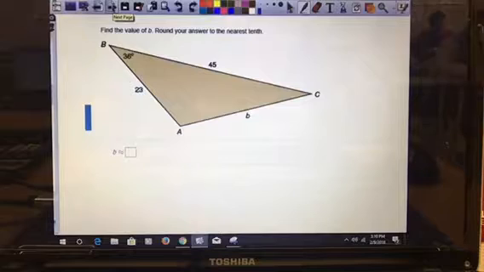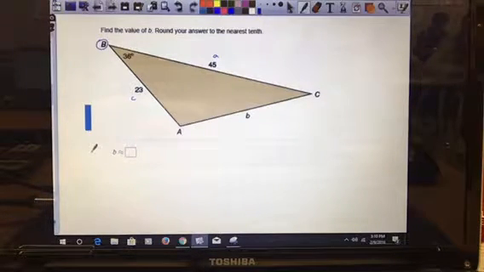Another one that's not a right triangle. And let's label what they gave us. They gave us little c right here. That's across from big C. They gave us little a. And then they gave us big B. We want to find little b.